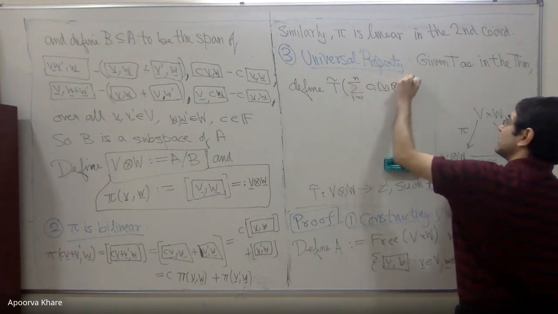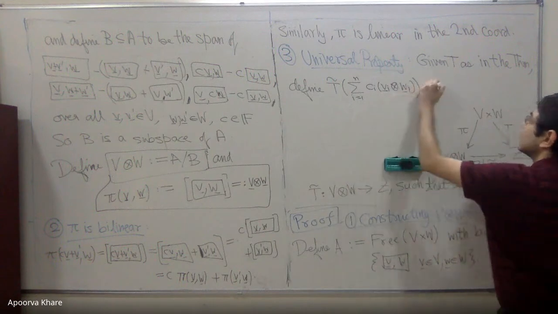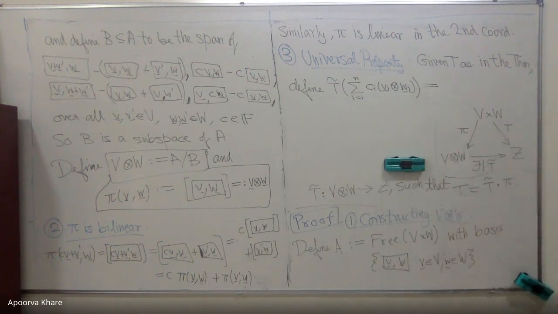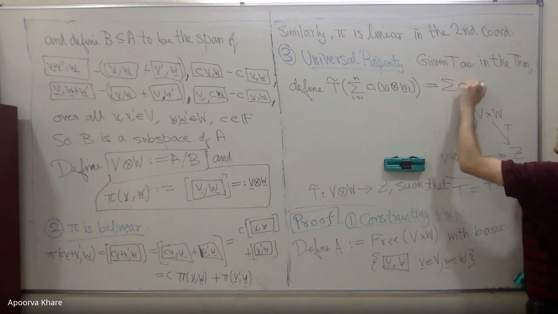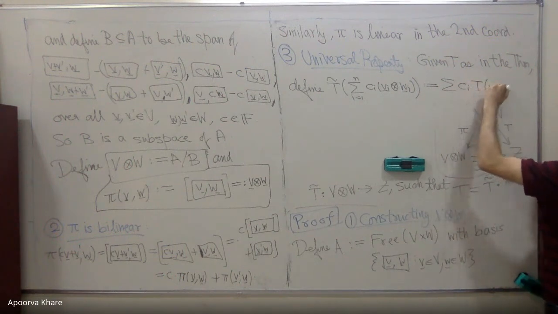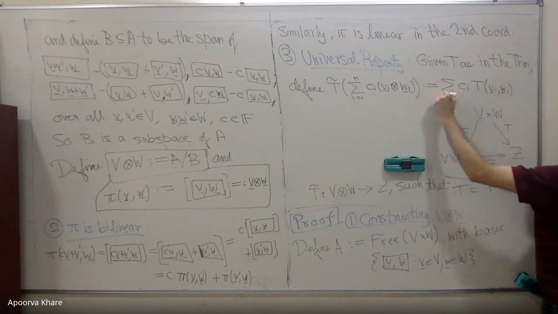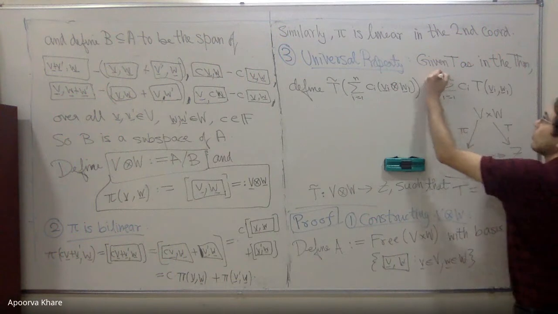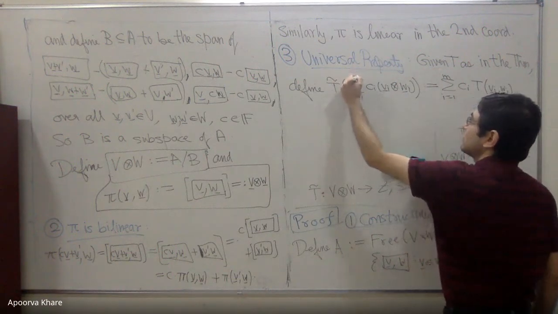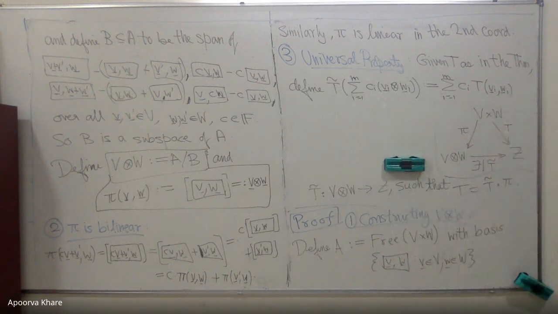Let's say I have this thing. Define this to be, what should you do? Well, you want the answer to be exactly the same thing. So basically you just have to say something like this. There's only one possible choice: the sum of Ci T of Vi comma Wi. Since I'm used to summing from i goes from 1 to n, I'll say 1 to n. But I think that's exactly what you have to do.